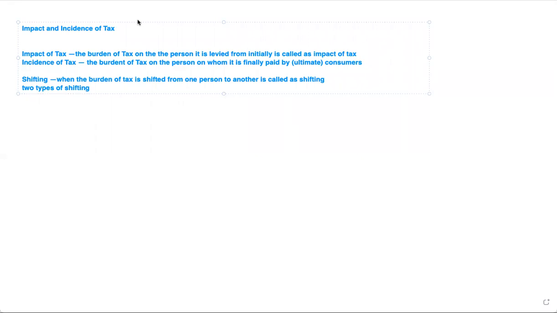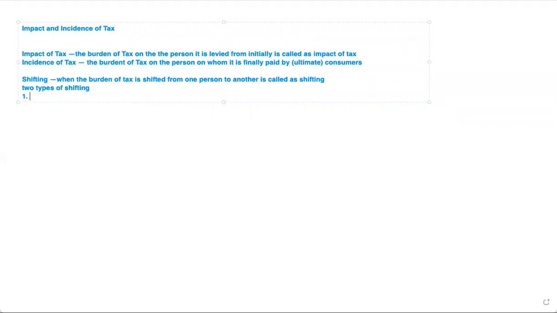And when the tax is shifted from one person to another, then we talk about shifting of tax, which means the burden is shifted from one person to another, right? Like we say, when it is the manufacturer, he shifts it on the wholesaler. When it is the wholesaler, he shifts it to the retailer and so on. Correct? Class? So let me proceed now. We have two types of shifting.